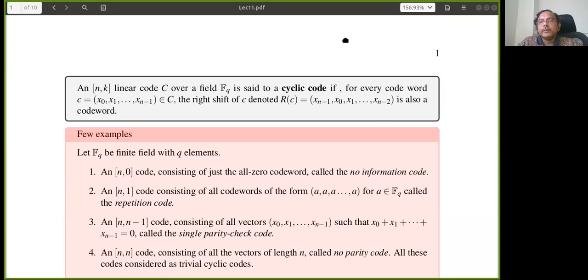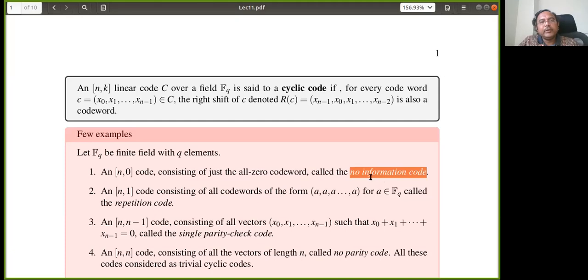Okay, thanks. So that is the cyclic code. I'll give some examples. Let F_q be a finite field with q elements. First of all, the (n, 0) code, meaning k is equal to 0. K equal to 0 means the dimension of the code is 0, and a vector subspace of dimension 0 contains only the zero codeword. That is generally called the no-information code.